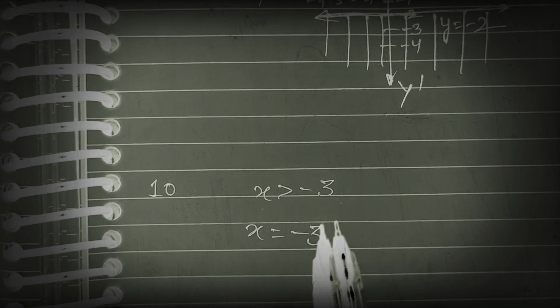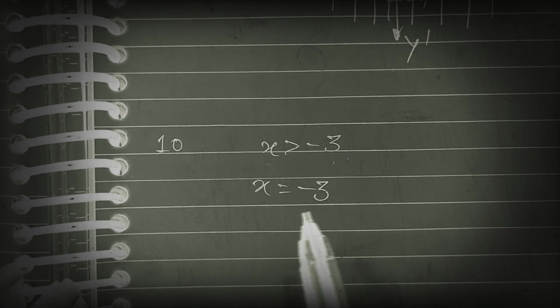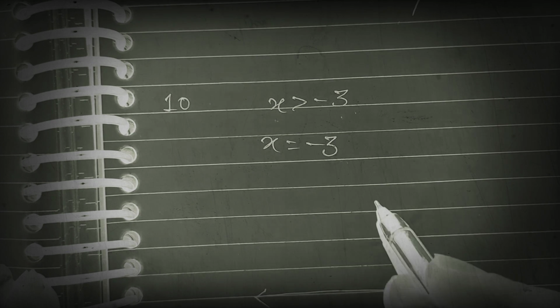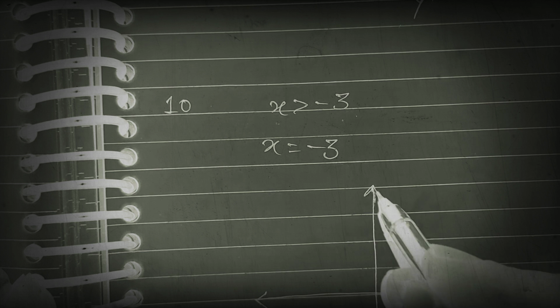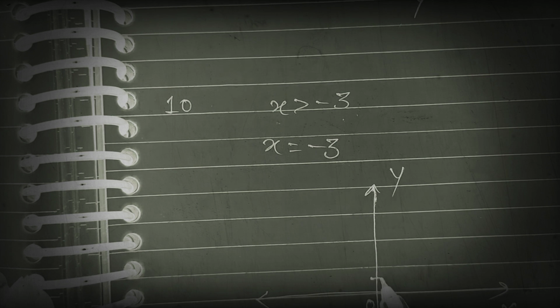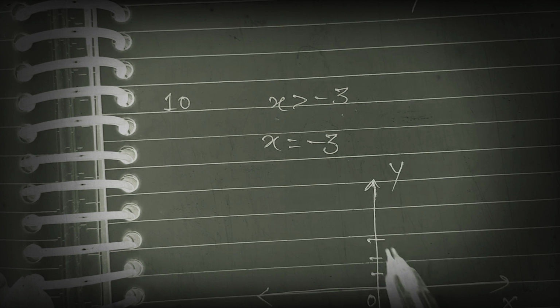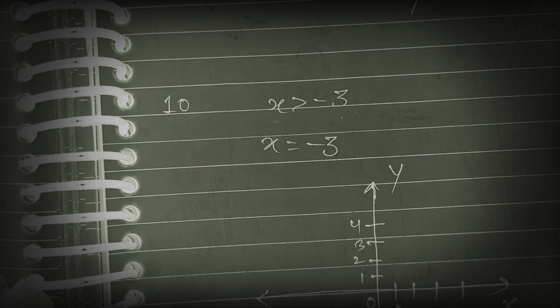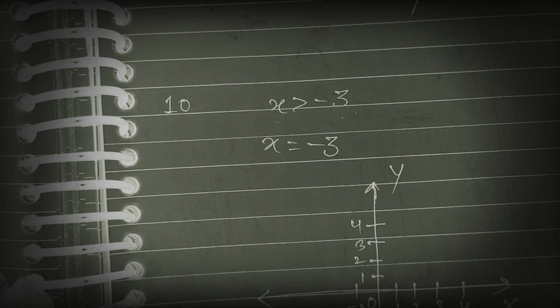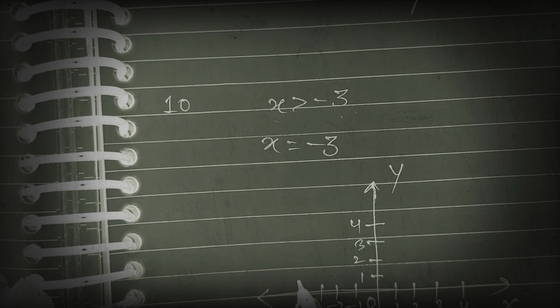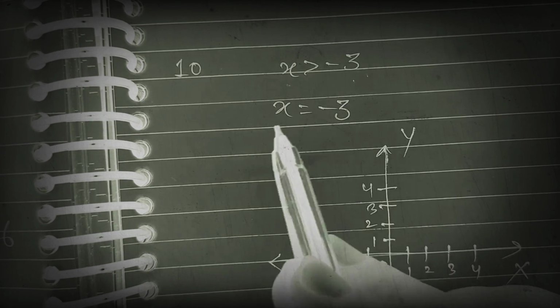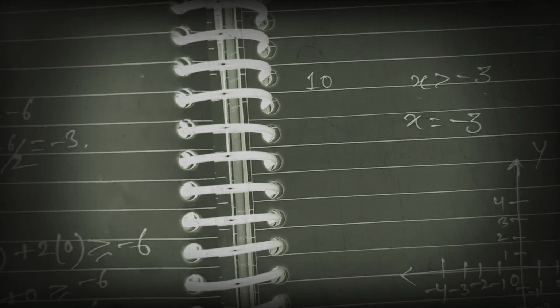Now come to the 10th question. One more question same as this. x is greater than -3. Firstly we will draw the graph of x is equal to -3. Suppose this is the x-axis, this is the y-axis. This is 0. Suppose this is 1, 2, 3, 4, and -1, -2, -3, -4 on both axes. So x is equal to -3. We know that this is parallel to the y-axis.